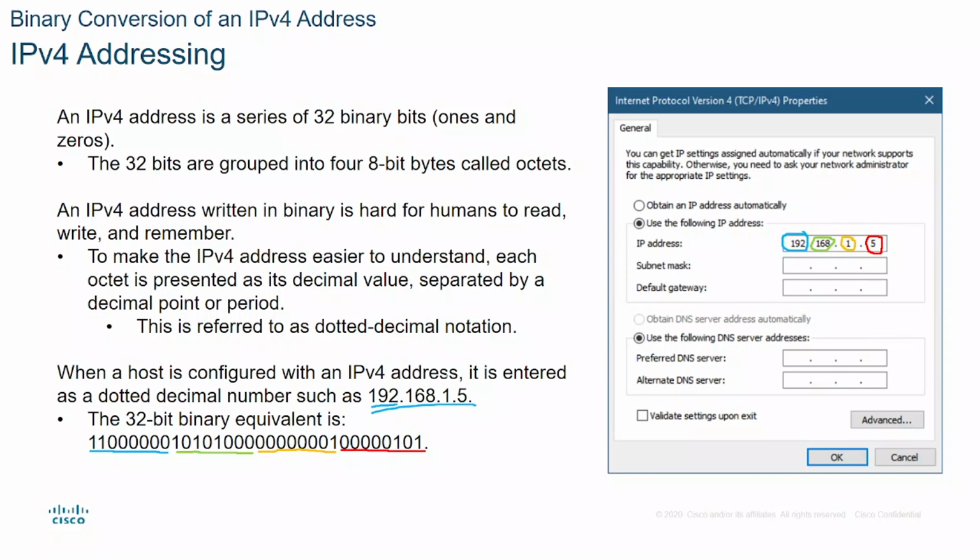Now, to make the IPv4 address easier to understand, each octet is represented as its decimal value, separated by a decimal point or period. That's so that you can easily memorize it. It's easier to memorize 192.168.1.5 than memorizing 1000000010100100000. Just imagine how long. It's even easier typing this one than having to type this when you want to assign an IP address. Imagine you have to type this to assign an IP address. That's going to be really crazy, right?